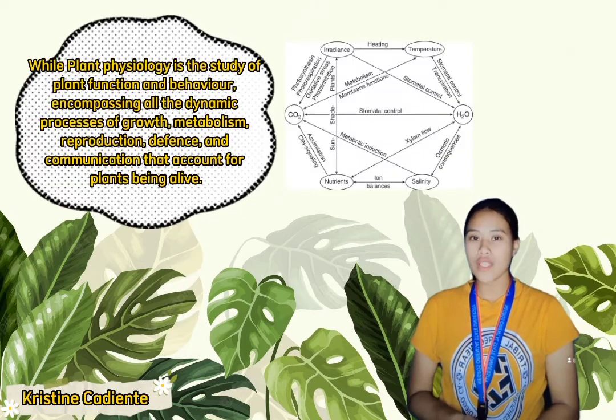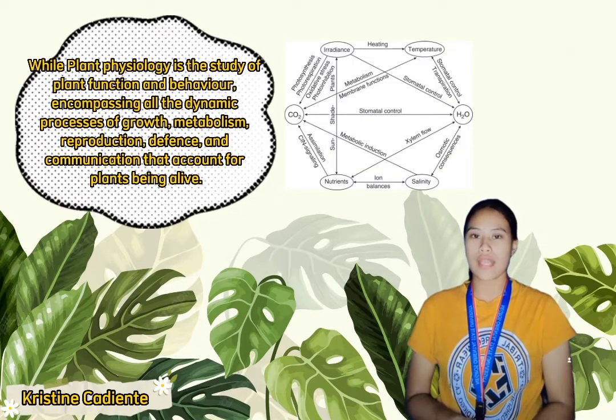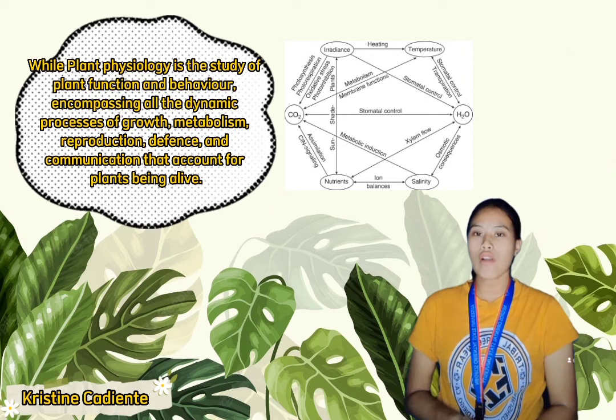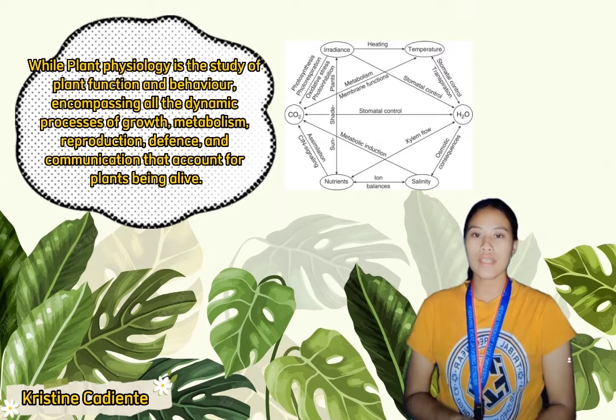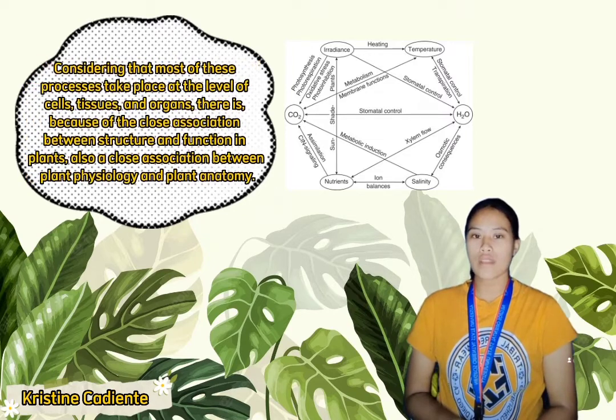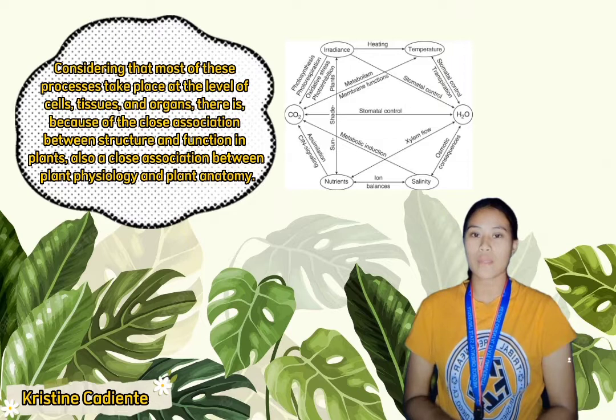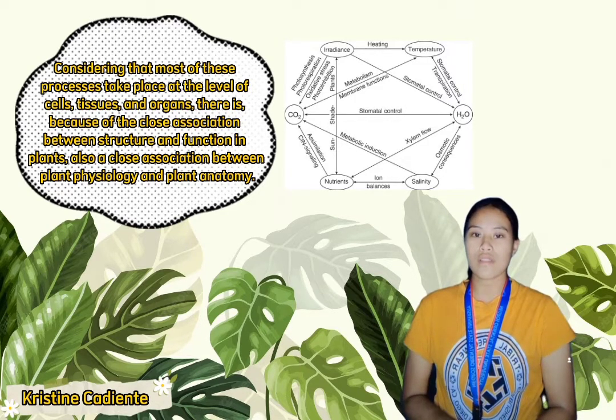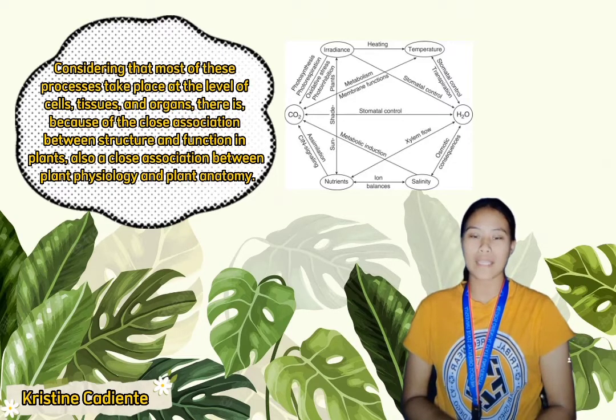While plant physiology is the study of plant function and behavior, encompassing all the dynamic processes of growth, metabolism, reproduction, defense, and communication that account for plants being alive. Most of these processes take place at the level of cells, tissues, and organs. Because of the close association between structure and function in plants, there is also a close association between plant physiology and plant anatomy.